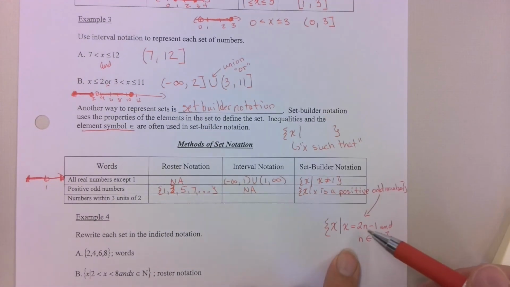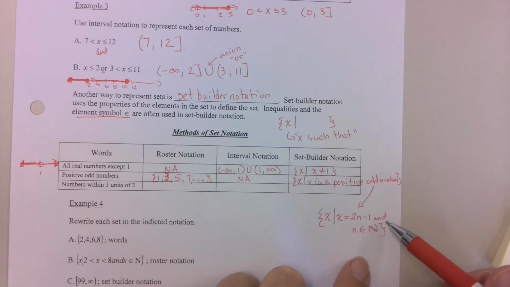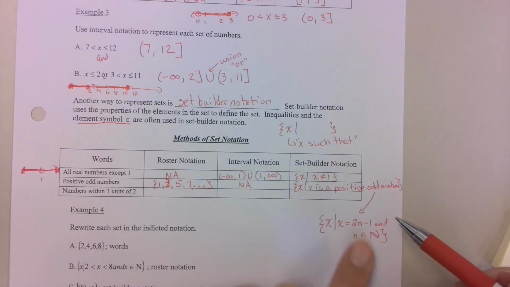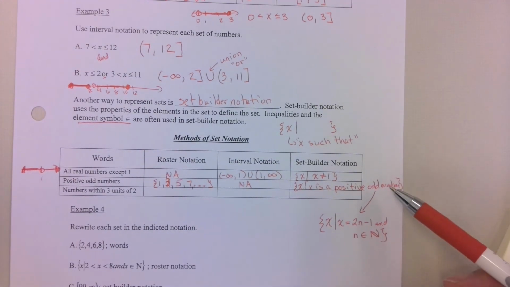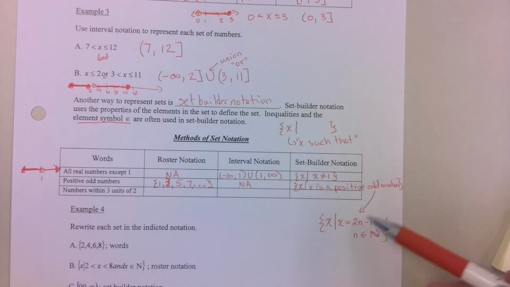So how do they get this 2n minus 1? If you double any number, it will be even. So double the number, take away 1. And then it says n has to be an element of the natural numbers. So n cannot be 0. N has to be 1 or 2 or 3. So anything I double and take away 1 will make it odd. So that's why set builder notation is a little forgiving. I can do it in words, I can do it with symbols, I can do it with equations, but I had to define a little bit more.